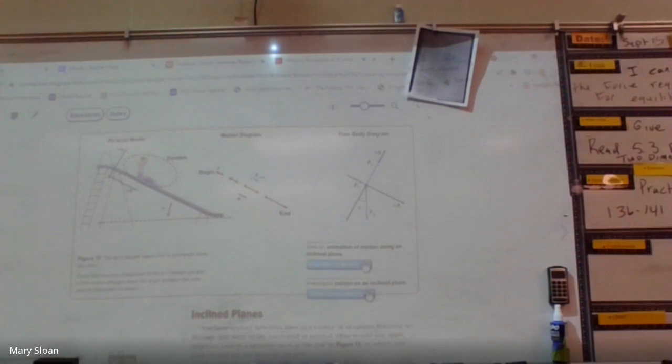Figure 17. The girl's weight causes her to accelerate down the slide. Describe how the component of the girl's weight parallel to the incline changes when the angle between the slide and the horizontal increases.